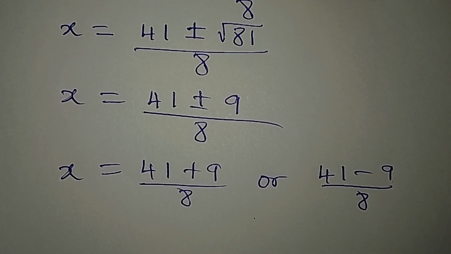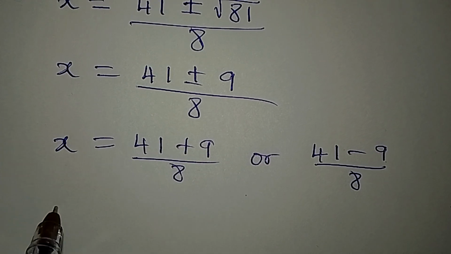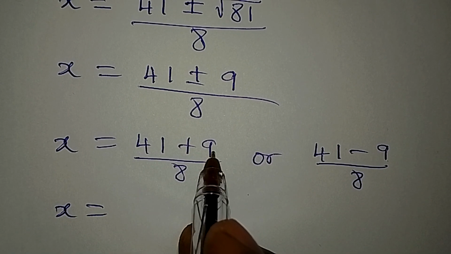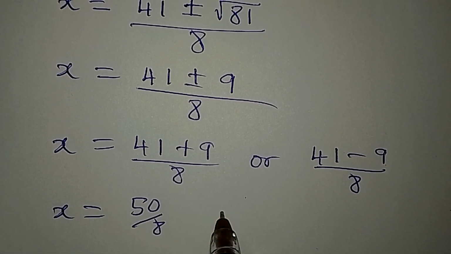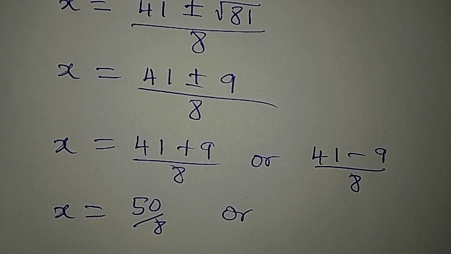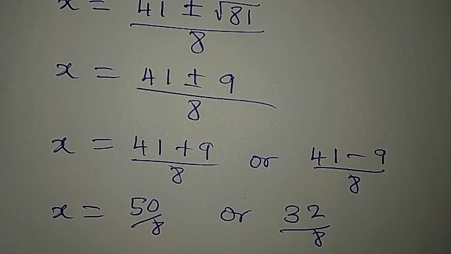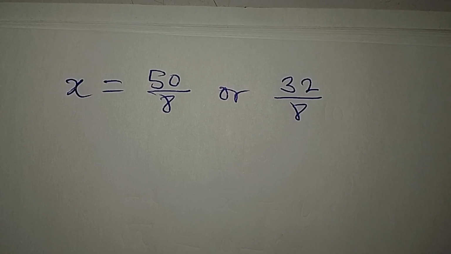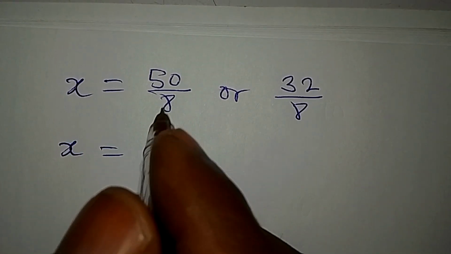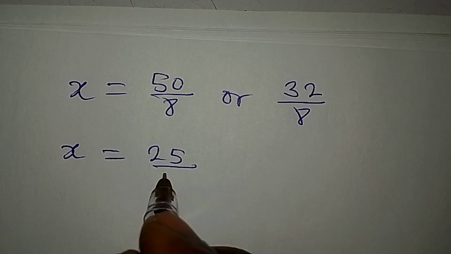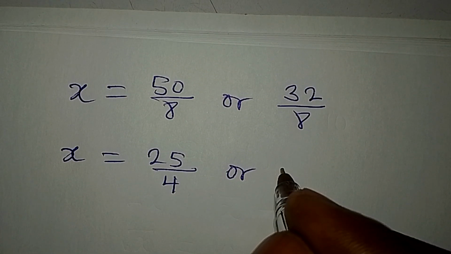Okay, so now let's deal with this. X is equal to 41 plus 9, that will give us 50, right? So we have 50 over 8, or on this side 41 minus 9 will give us 32, and that is over 8. Let's continue. Okay, so these are the values, and x from here is equal to 25 over 4, right? Or 32 over 8 will give us 4.